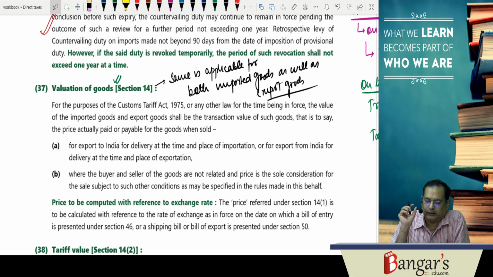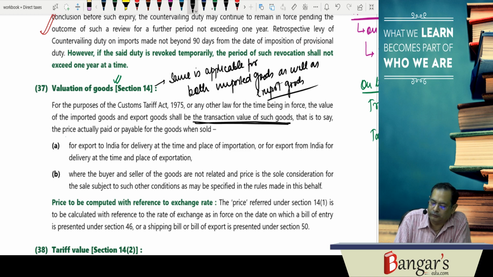So what they say is, for the purpose of the Customs Tariff Act 1975 or any other law for the time being in force, the value of the imported goods and export goods shall be the transaction value. Value will be the transaction value of such goods, that is the price actually paid or payable for the goods when sold for export to India.